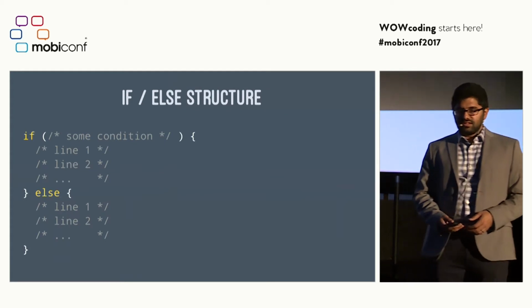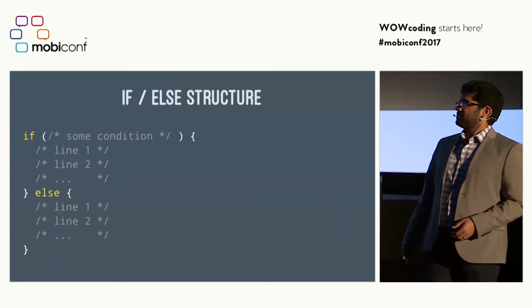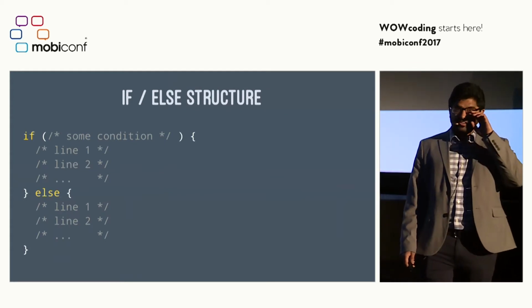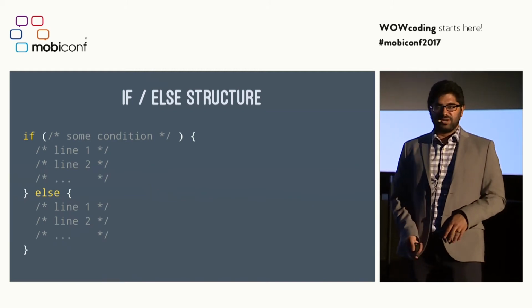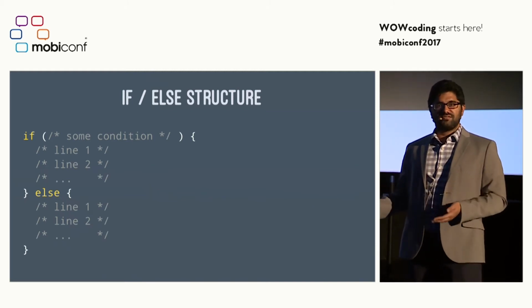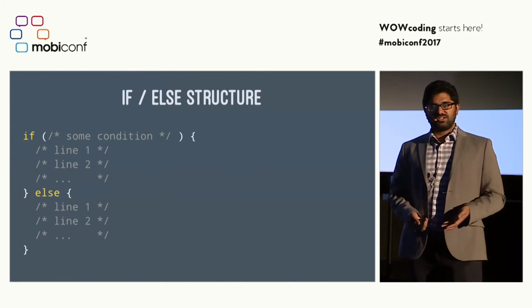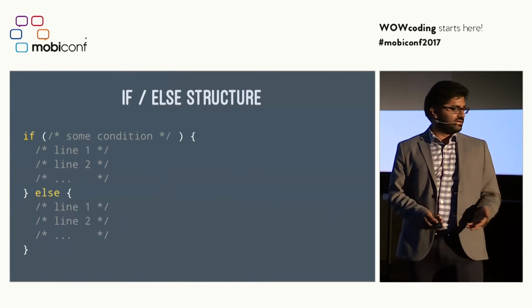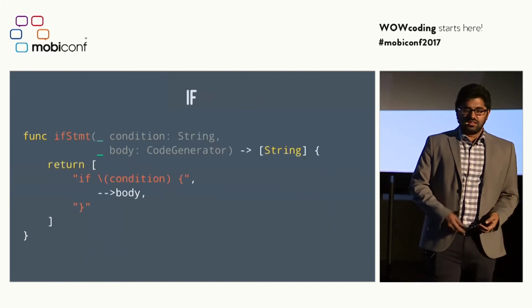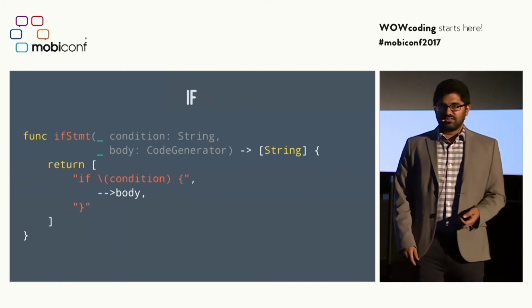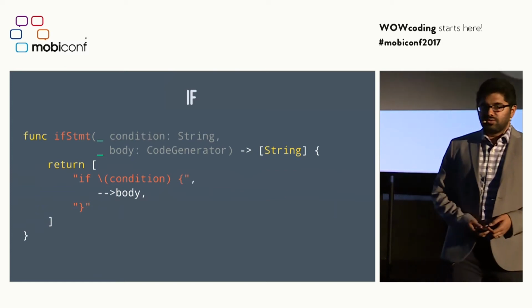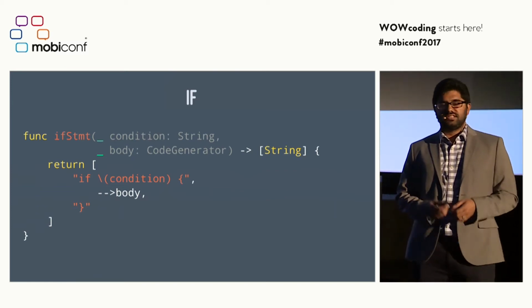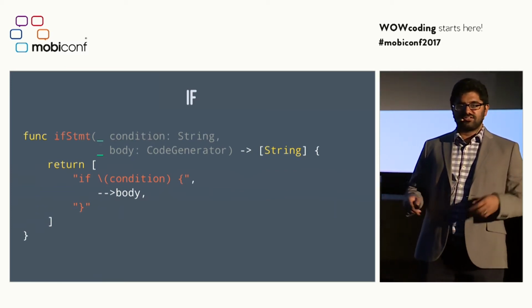So let's think about how we can model this. Everyone understands this, I'm pretty sure, but an if statement is just some condition followed by an execution block, and an else statement is an execution block that follows an if statement or an else if statement. We talked about enums last time, but now we're going to talk about functions. So we could create a simple function called if statement that takes a string that's a condition and a body that's a code generator.